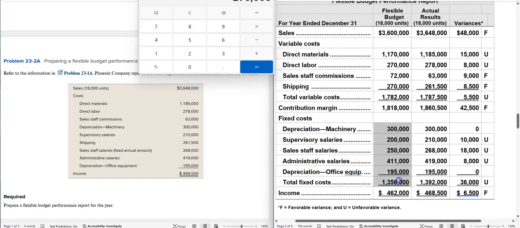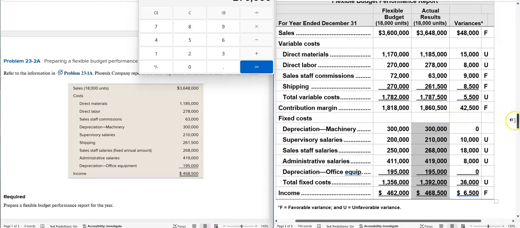To get my total fixed cost. Contribution margin minus my fixed cost gives me my income. Now I'm going to bring over my actual results. This was the actual revenues when 18,000 units were sold, actual variable cost, actual fixed cost.